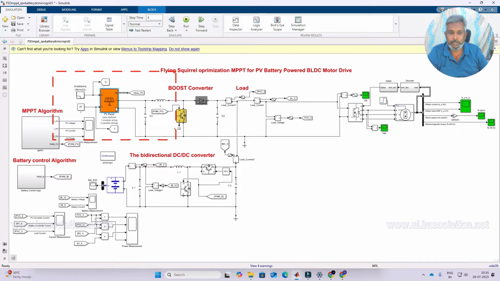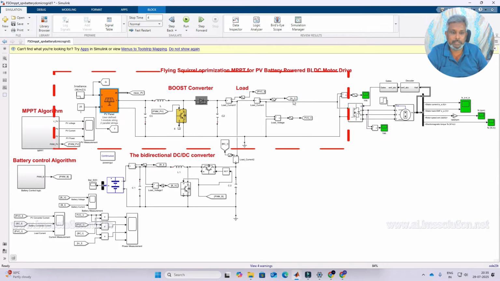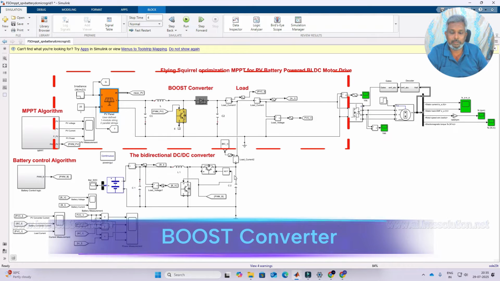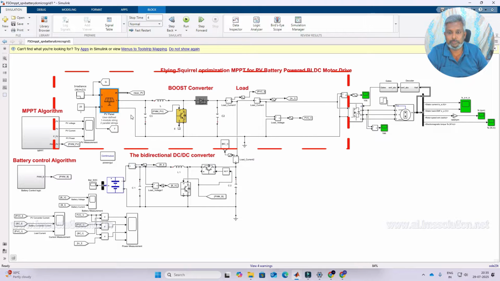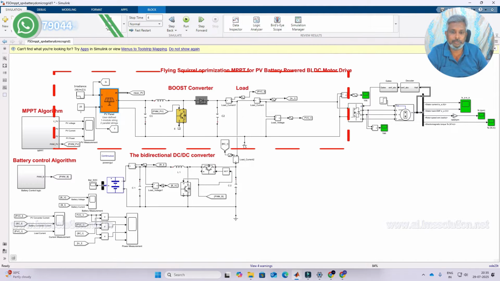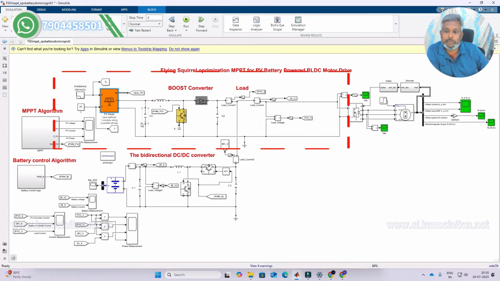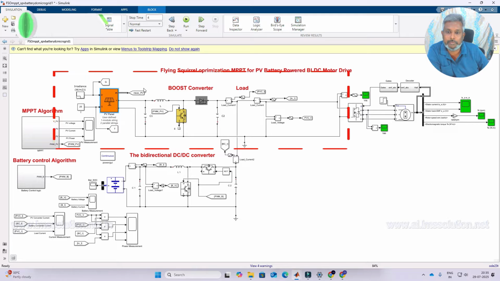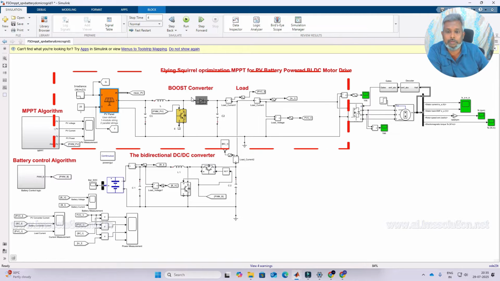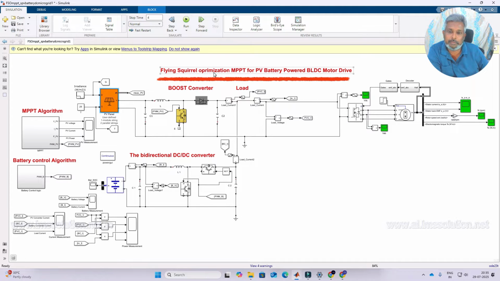It is going to be connected to the DC link via this boost converter. This boost converter will boost the voltage from 17 to 24 volt. Here we are using a DC link voltage of 24 volt. This converter converts that 17 to 24 by means of the boosting operation. And this boost converter is controlled by means of flying squirrel optimization MPPT.